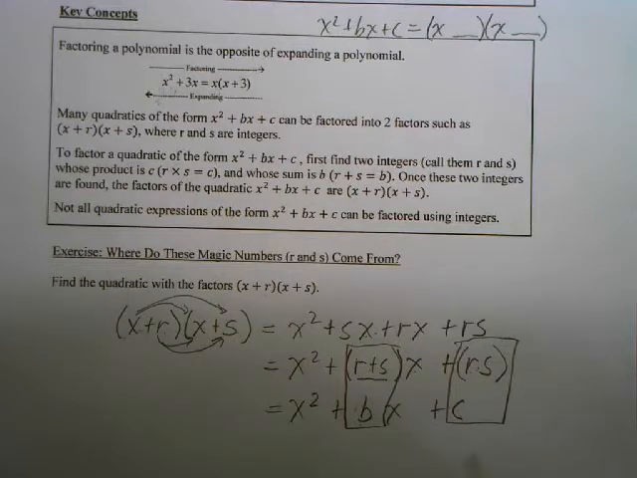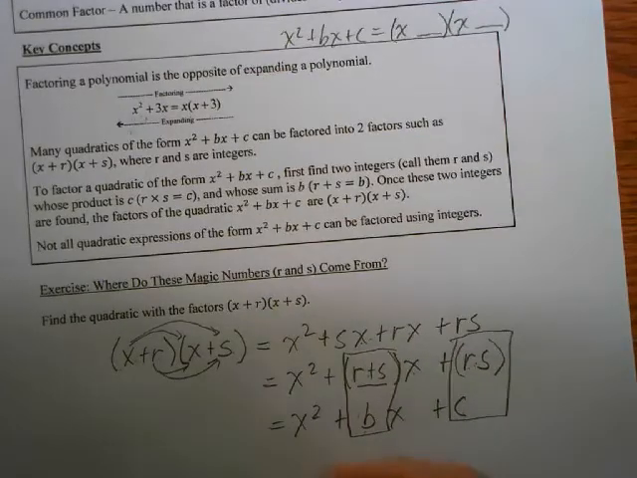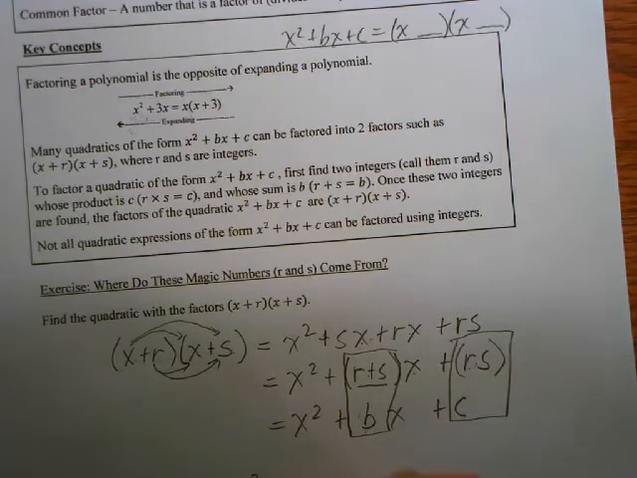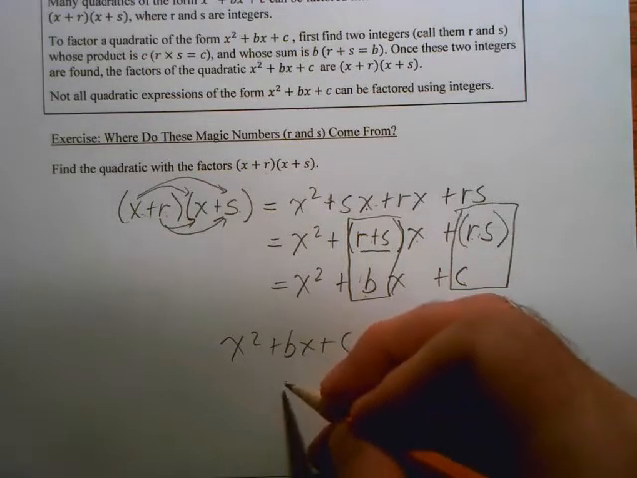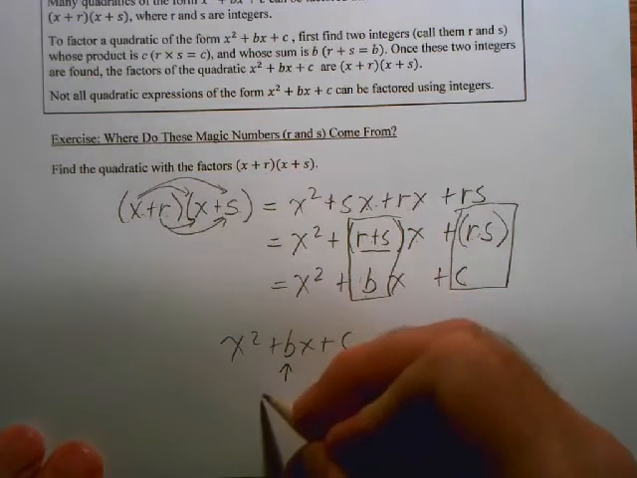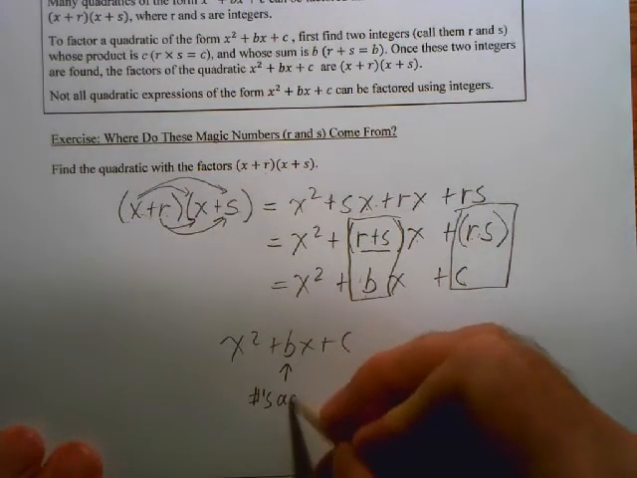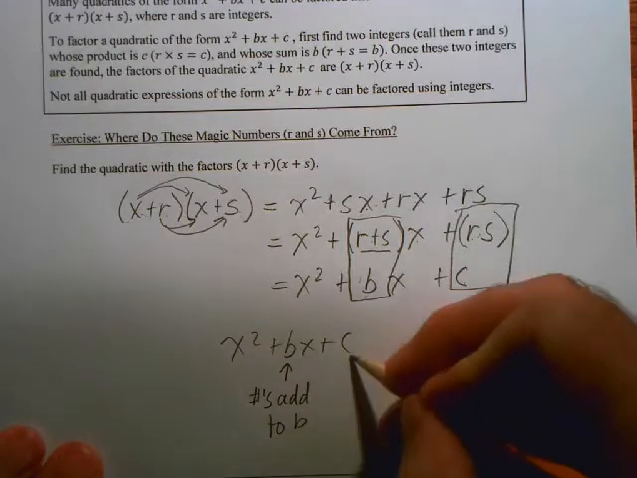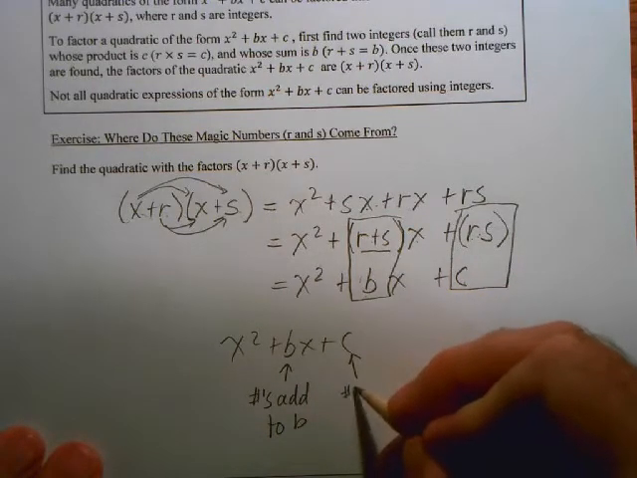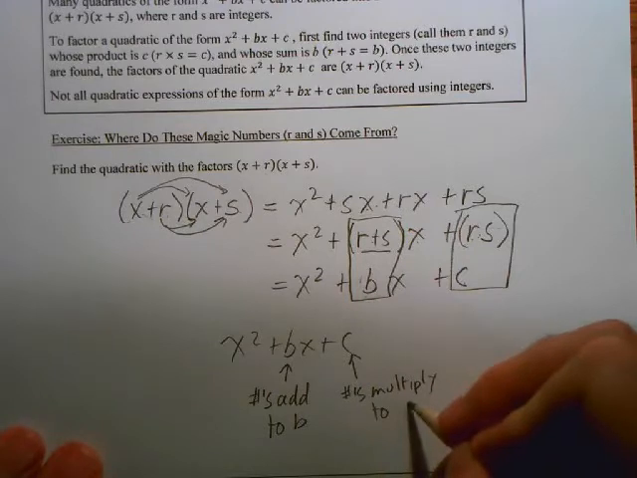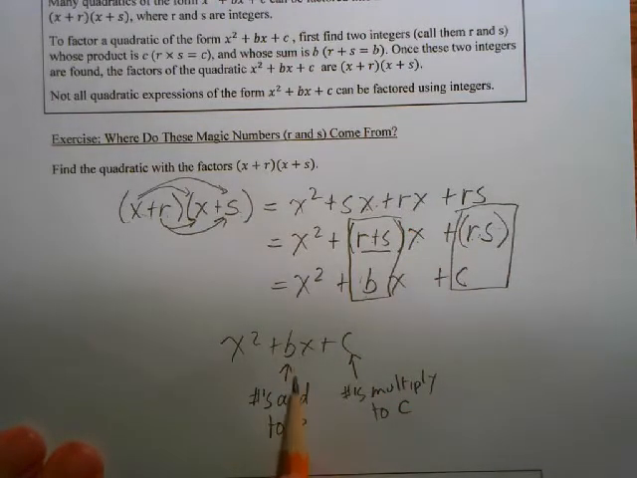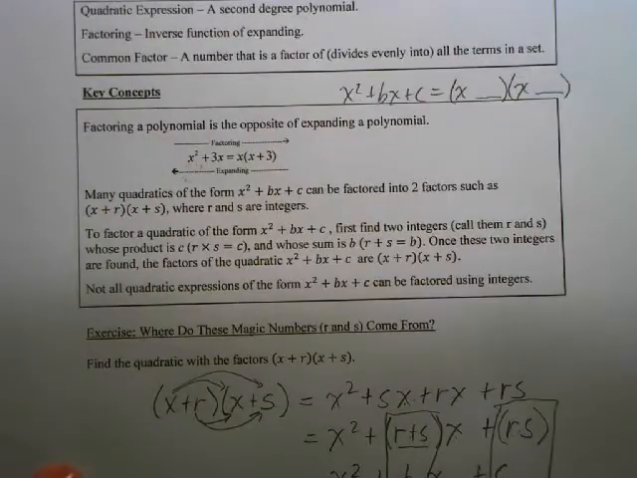So what this tells us is, if I was given, I'll just write this again, x squared plus bx plus c, okay, so the 2 numbers we're looking for add to b, and the same 2 numbers multiply to c. The product is c, and the sum is b. Okay, so that's what we're going to use when we apply our technique.